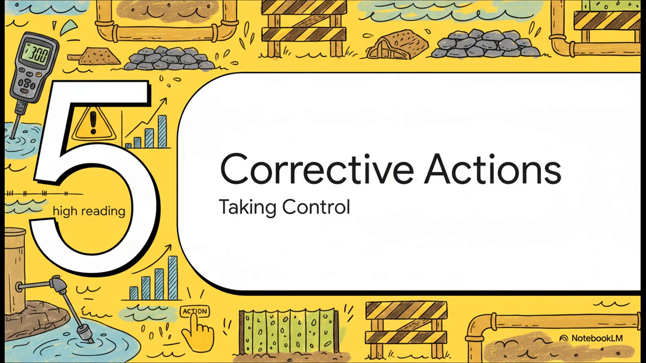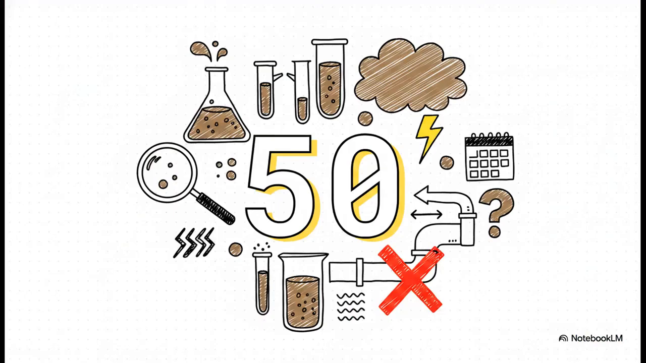Which brings us to Section 5, corrective action for exceedances, taking control. 50 NTUs. That's the magic number. It's the default benchmark threshold established by the EPA. Now, listen closely to this part. If the weekly average of your daily turbidity results exceeds this 50 NTU benchmark, you trigger a mandatory corrective action response. And even crazier, if any single daily sample hits a staggering 355 NTUs or higher, you've got to shut off the dewatering discharge as soon as it's safely possible.